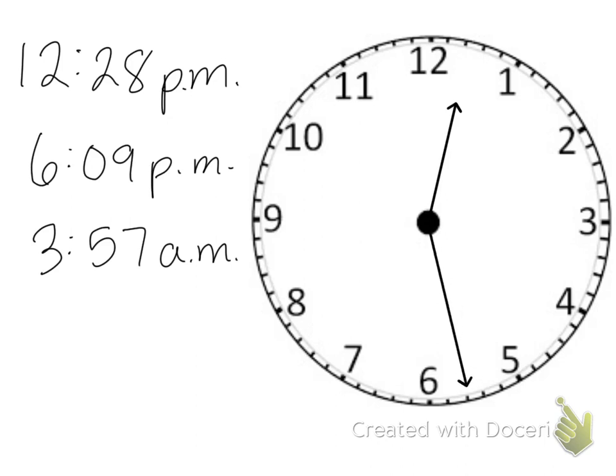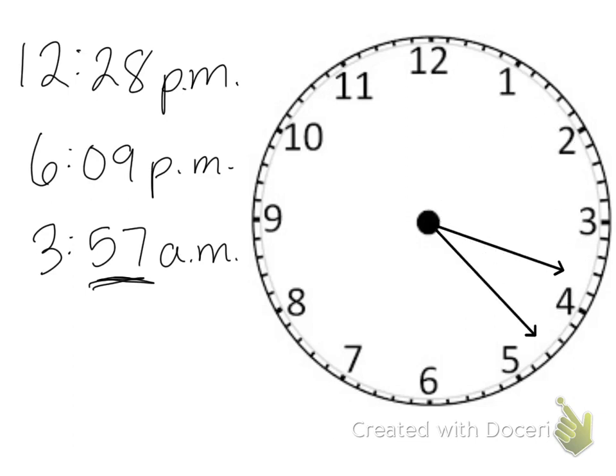All right, let's practice with 6:09. I would have my hour hand pointing at the 6, and my minute hand is going to go to the 9. We go 5, 10, so that's too far. So it'll be 5, 6, 7, 8, 9. Okay, let's try 3:57 a.m. My hour hand's going to be really close to the 4 because 57 is almost to the end of the hour. My minute hand's going to point to the 57. So we go 5, 10, 15, 20, 25, 30, 35, 40, 45, 50, 55, 56, 57. So here we have 3:57 a.m.